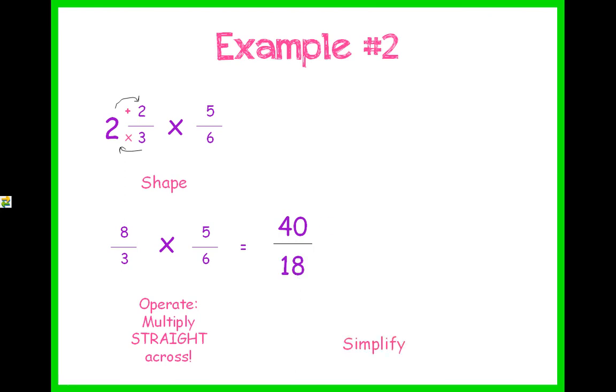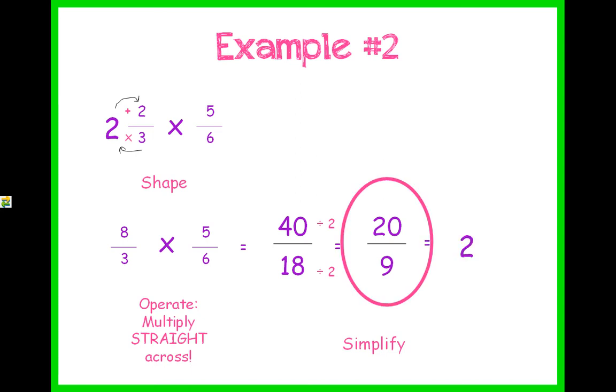You may then simplify. And before you change it into a mixed number, you can go ahead and simplify it down. 40 divided by 2 will give you 20. 18 divided by 2 will give you 9. Then you can change it into a mixed number as well. Using our shortcut, 9 goes into 20 2 times, that's 18. To get the 20, that's 2 more out of 9.